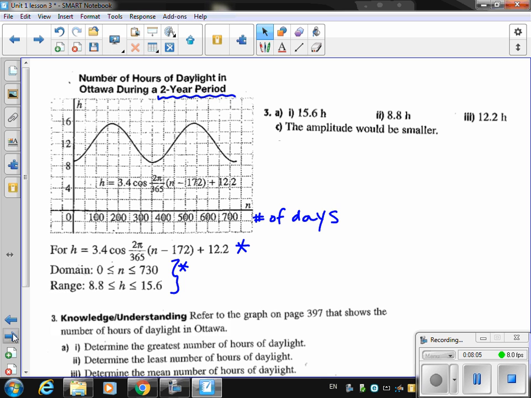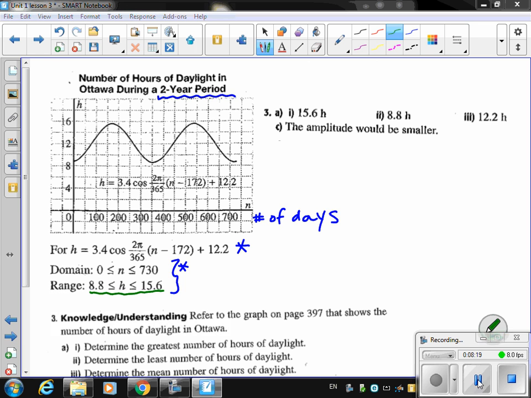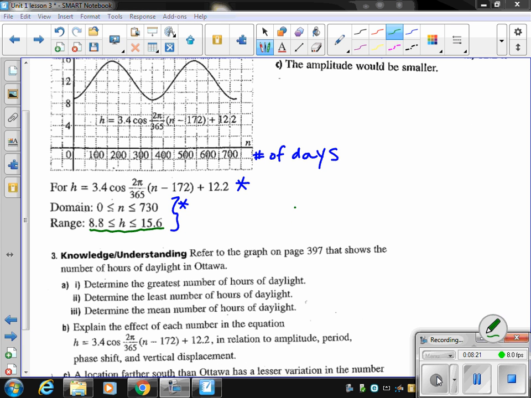The range is the acceptable y values. And if we look at that funny curve, it does lie between 8.8 and 15.6. So our range has a lowest spot and a highest spot. We're going to answer A and C. We're going to ignore B so that I don't make anybody cry on the 3rd day.